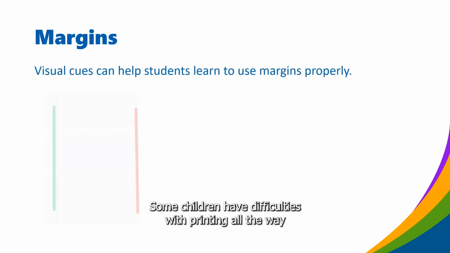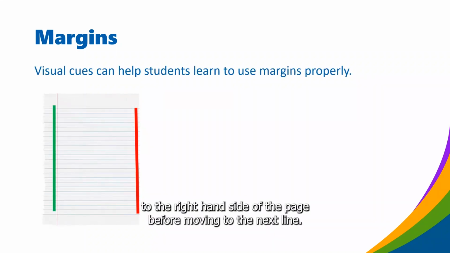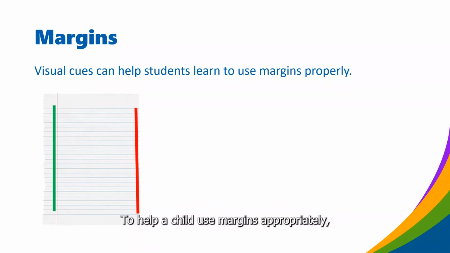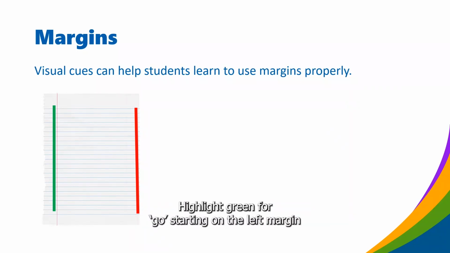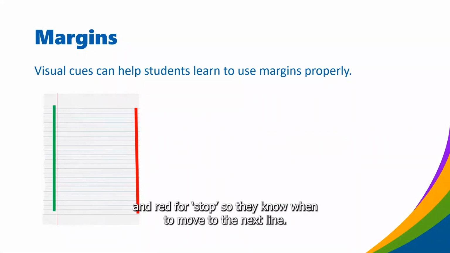Some children have difficulties with printing all the way to the right-hand side of the page before moving to the next line. To help a child use margins appropriately, highlight green for go, starting on the left margin, and red for stop so they know when to move to the next line.